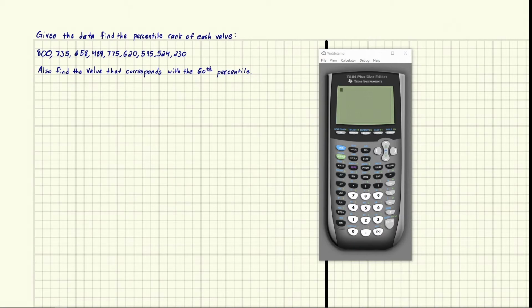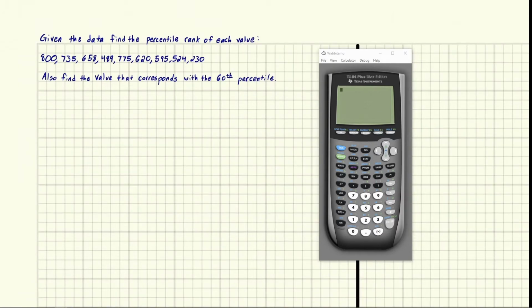And then we're given some data. Then it says also find the value that corresponds with the 60th percentile. So with this problem with percentiles, the first order of business is we have to have our stuff in order from lowest to highest. So let's go ahead and take care of that first.